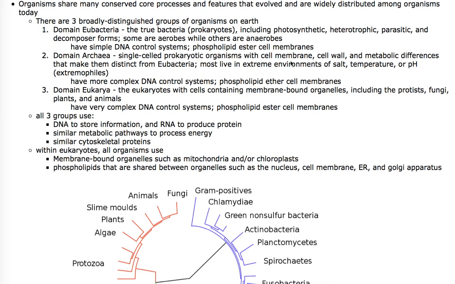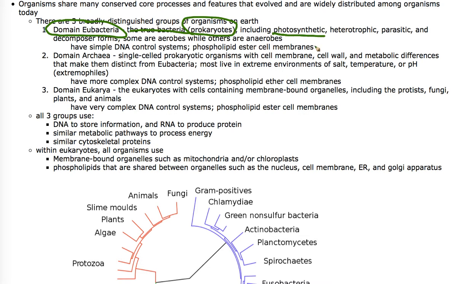The cladistical analysis of organisms on Earth and recent discoveries, actually in the last 30 to 40 years, show that we have on Earth, it appears, three basic, broadly distinguished groups of organisms. They are the eubacteria, which are the most primitive of the types of organisms on Earth. These are prokaryotes, meaning they don't have any membrane-bound organelles in their cells.